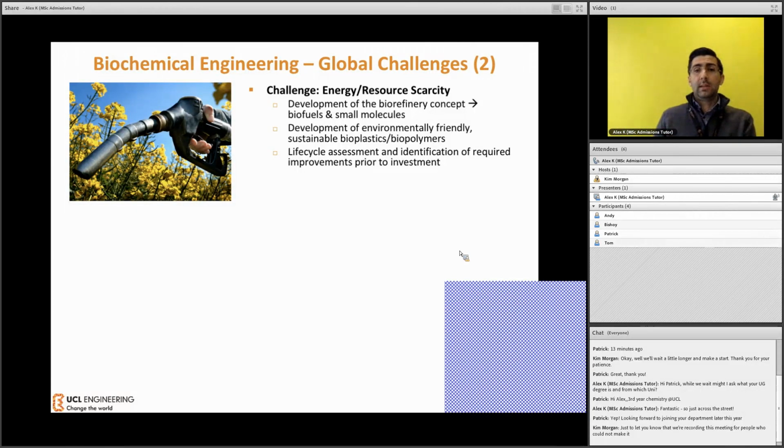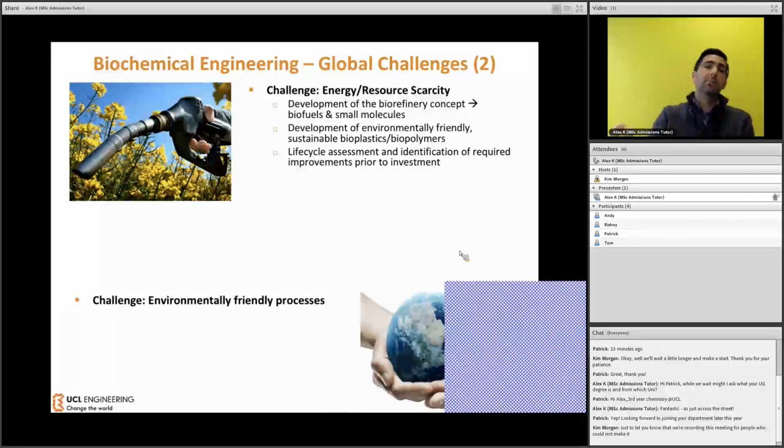Another major challenge is how can we make environmentally friendly processes? So, some of the major challenges that our environment faces is increased CO2 emissions. So can we come up with processes that A, reduce the amount of CO2 we emit in the environment, or B, can we come up with processes that actually capture or remove CO2 from the environment?